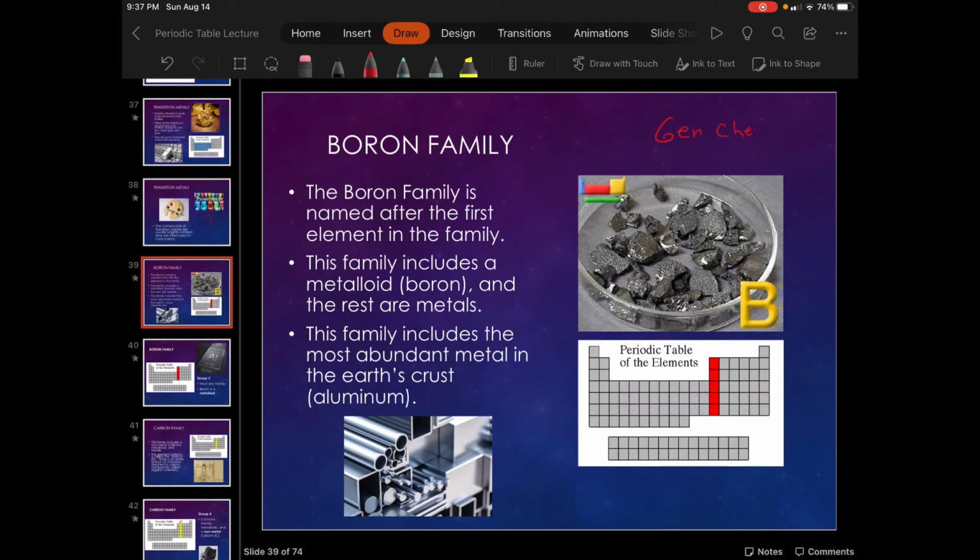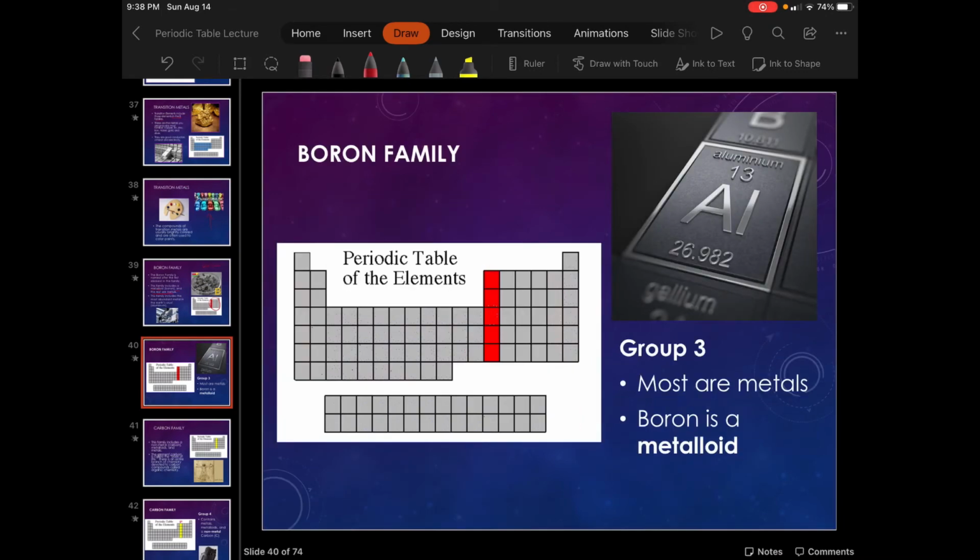Like in Gen Chem, or Chem 1, we call this whole area right here gases. But I want you to notice that the boron family, which we would call gases in a Gen Chem class for ease, includes metalloids and the rest are metals. This family includes the most abundant metal in the crust, along with oxygen. We'll talk about that in just a minute. But oxygen and aluminum are very, very prevalent in the Earth's crust.